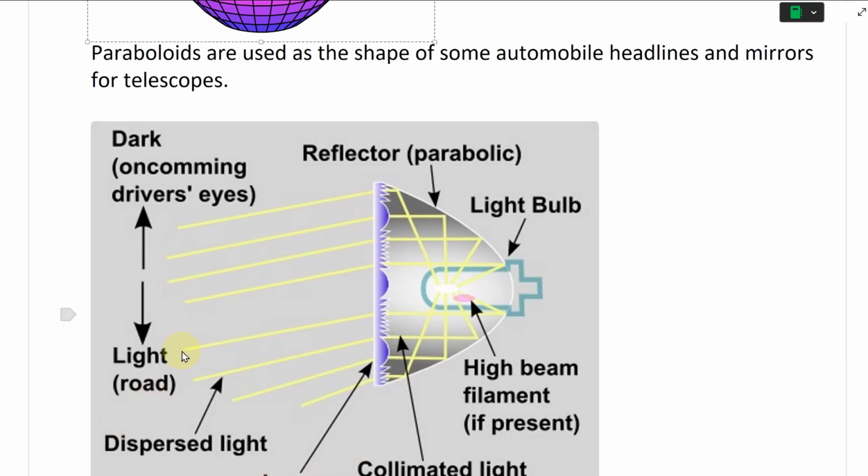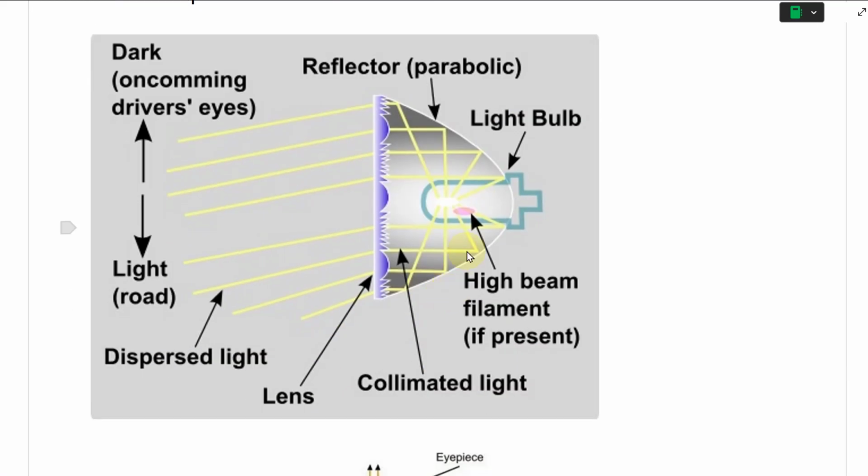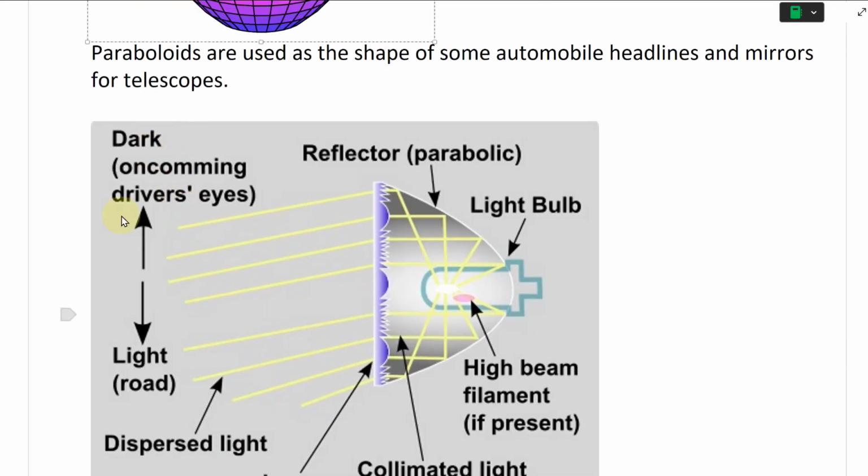Now you have a lens to make it focus downwards. And there's a reflector, and that's a parabolic reflector. There's the high beam filament, if present, collimated light. I believe that's straight light, just traveling parallel to each other. And this shines down to the road, so you see the road, and it's darker on the top.